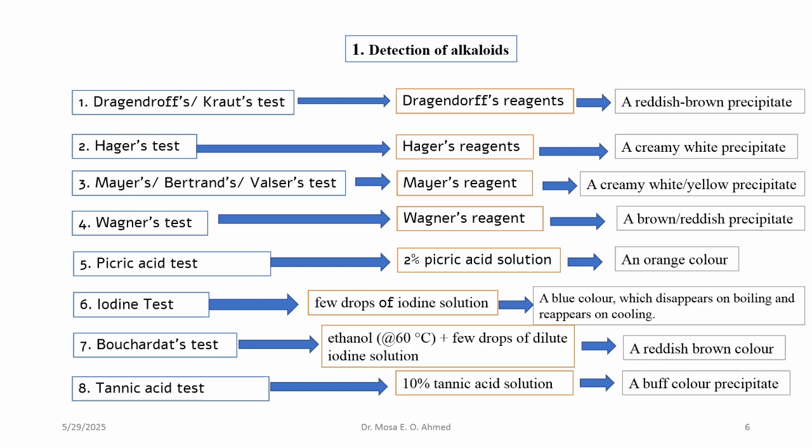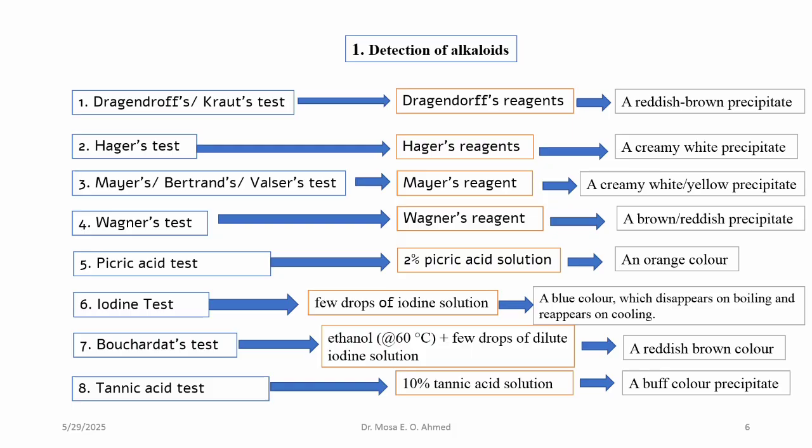One of them is Dragendorff's or Kraut's test, where Dragendorff's reagent gives a reddish-brown precipitate with the presence of alkaloids. Hager's test: Hager's reagent gives a greenish-white precipitate, which indicates the presence of alkaloids. Mayer's test, or known as Bertrand test or Valser test, gives a greenish-white or yellowish precipitate. Wagner's test gives a brown to reddish precipitate.